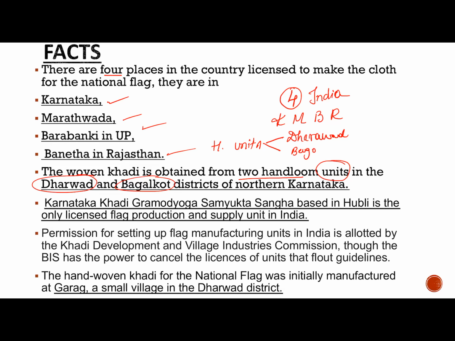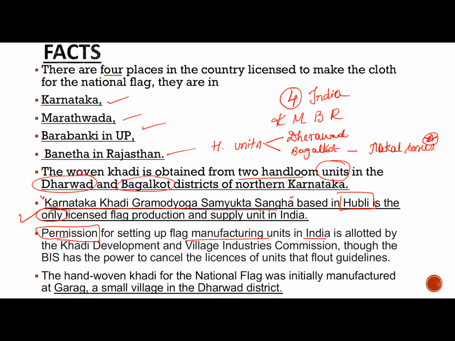In this Bagalkot which I am talking about, it is also famous for Ilkal saris, which have a geographical indication for that particular place. Karnataka Khadi Gramodyoga Samyukta Sangha, which is based in Hubli, is the only licensed flag production and supply unit in India.